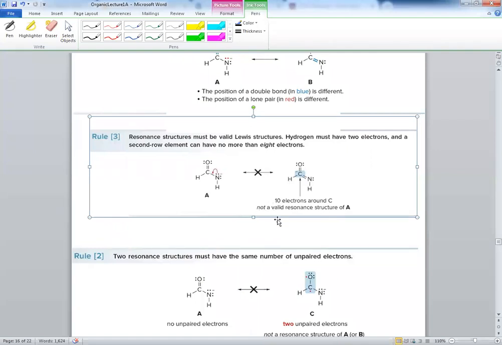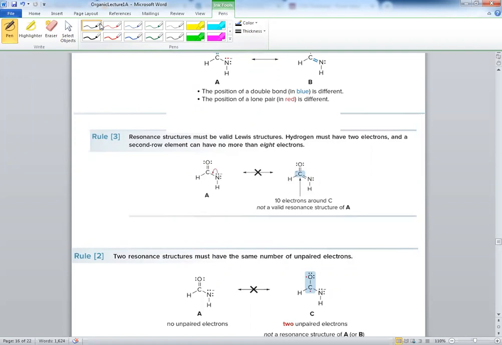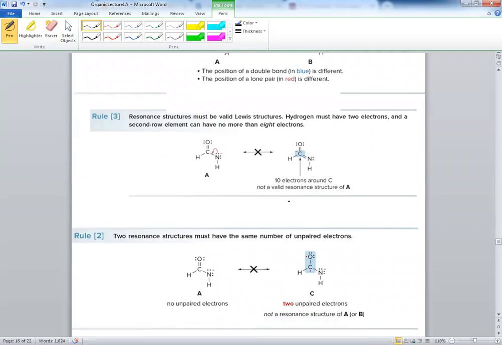The second rule is that resonance structures must be valid Lewis structures. So you can't all of a sudden go from an octet to more than an octet. If you notice in this example right here, when the electrons moved from nitrogen, that carbon right here now has 10 electrons. So you cannot do that. What happens? You're actually going to have to break that double bond between the oxygen and the carbon. So you cannot violate the octet rule.